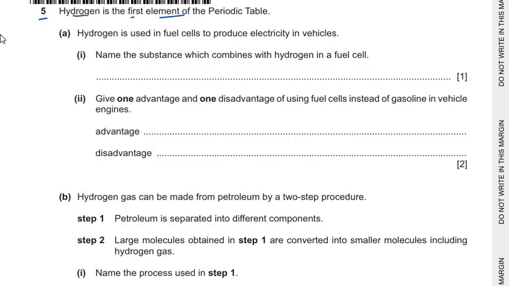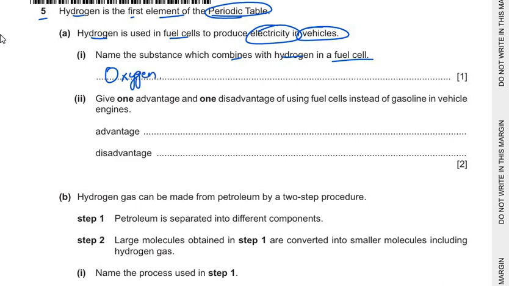Hydrogen is the first element in the periodic table. Hydrogen is used in the fuel cells to produce electricity in the vehicles. Name the substance which combines with hydrogen in the fuel cell. Now oxygen is the substance or the element which combines with hydrogen to form water and produce a lot of energy. Second part is, give one advantage and one disadvantage of using the fuel cells instead of gasoline in the vehicle engines.